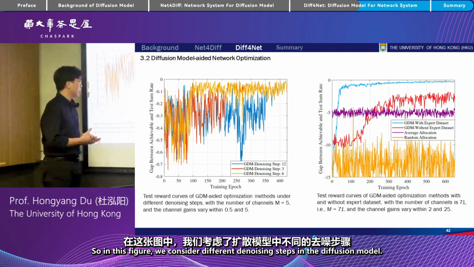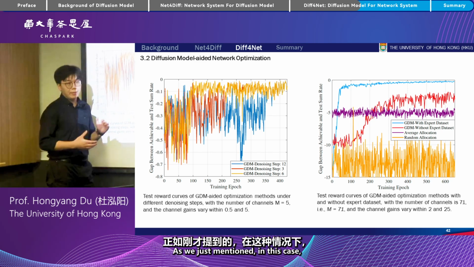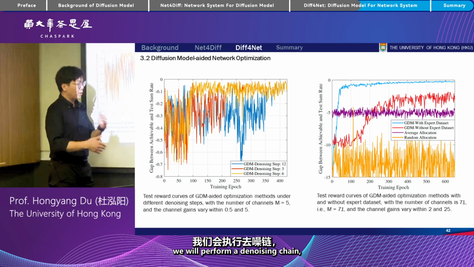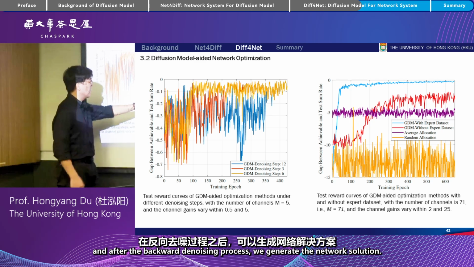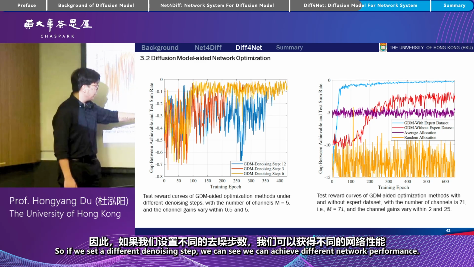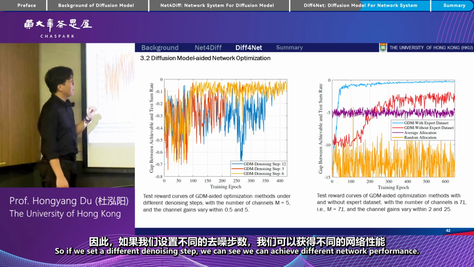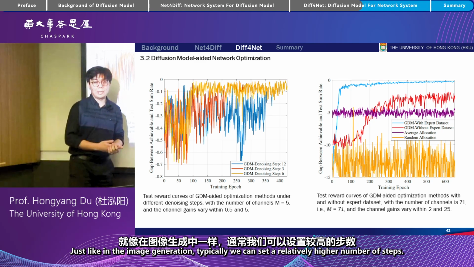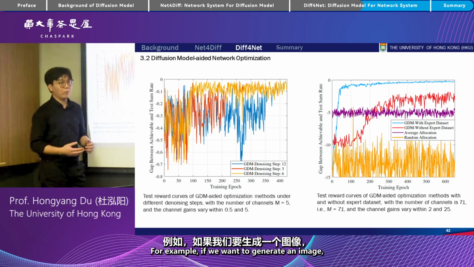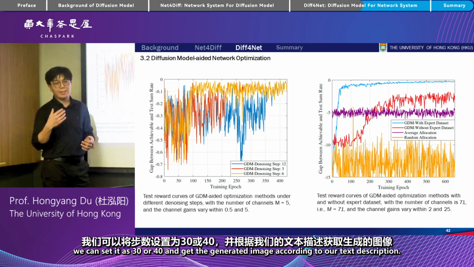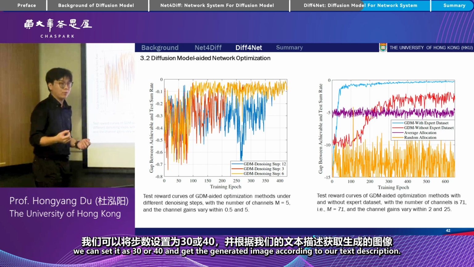So in this figure, we consider different denoising steps in the diffusion model. As we just mentioned, in this case, we will perform a denoising chain, and after the backward denoising process, we generate the network solution. So if we set a different denoising step, we can achieve different network performance. Because in image generation, typically we can set a relatively higher number of steps. For example, if we want to generate an image, we can set it as 30 or 40 and get the generated image according to our textual description.